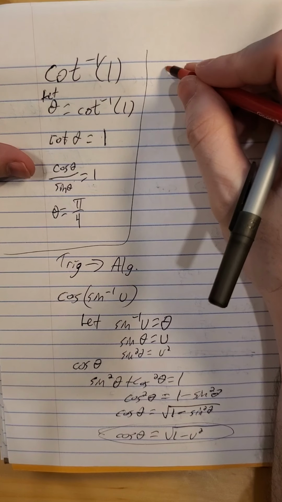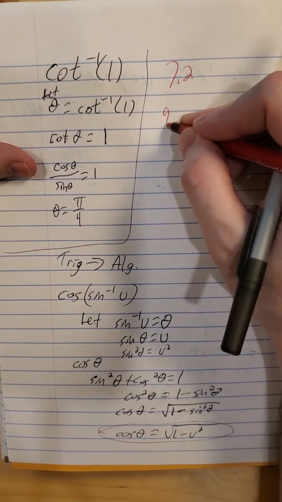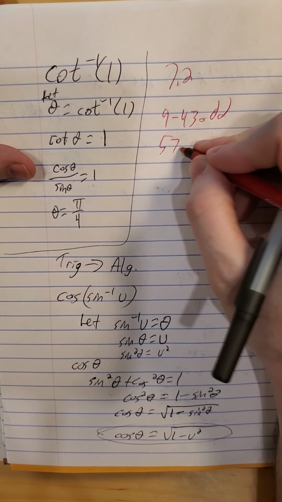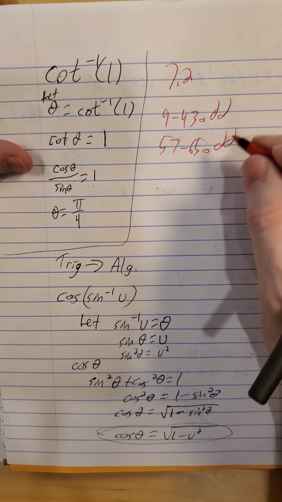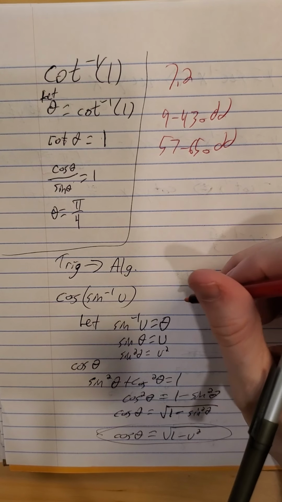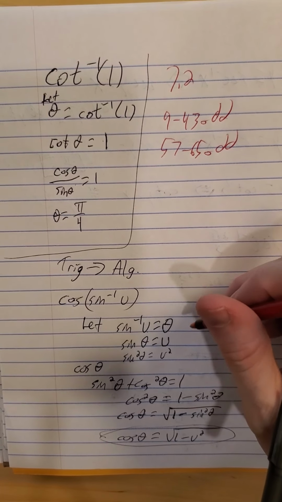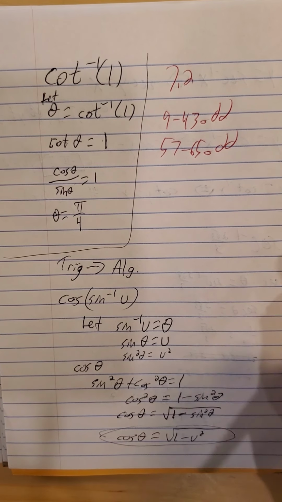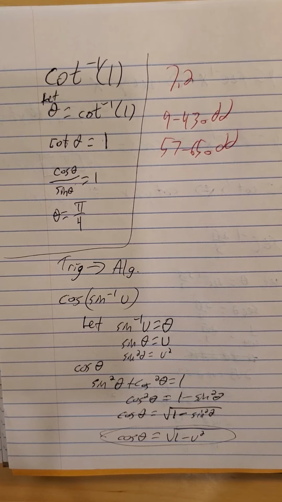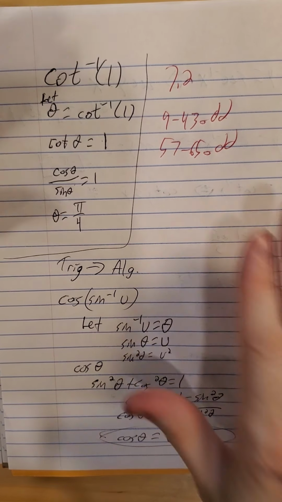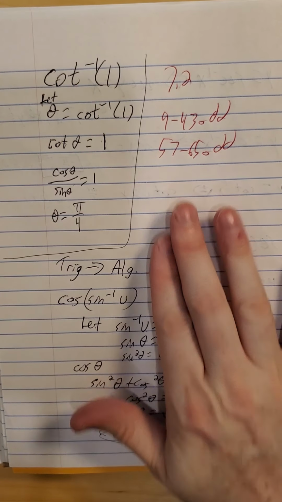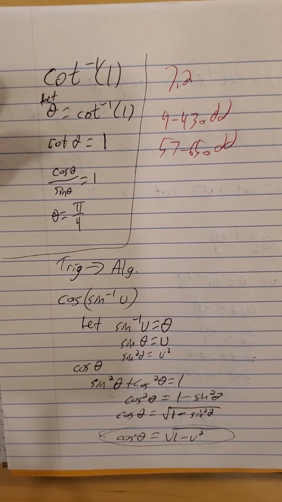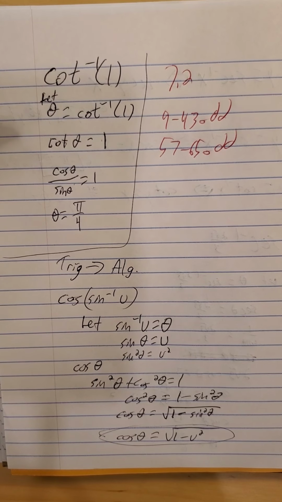Okay, so from 7-2, I'd recommend 9-43 the odds, 57-65 the odds. I would recommend doing these without a calculator unless the book specifically asks you to do that part, estimating with a calculator. And again, as usual, I'll make an equivalent MyMathLab as well for those of you doing the MyMathLab version instead of the book version.